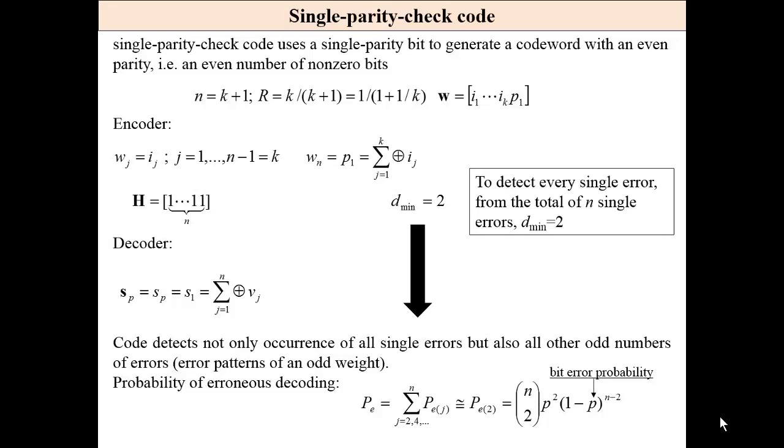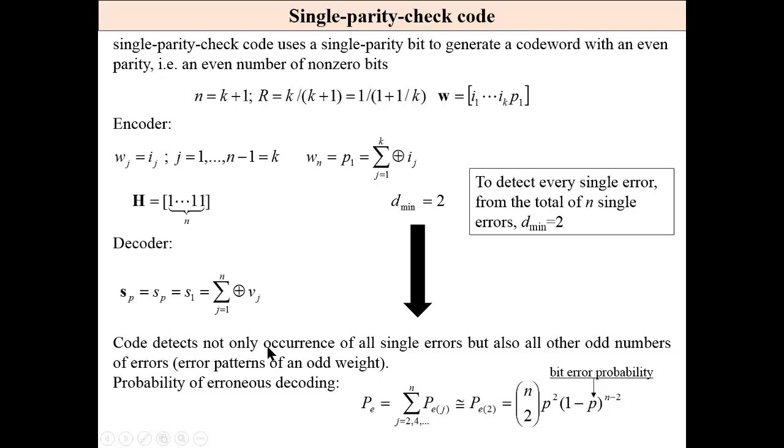Single parity check code uses a single parity check bit to generate a code word with even parity, meaning an even number of non-zero bits. Then its code word length is the number of information bits plus 1, and the parity check bit is the sum of all information bits. In the decoder, all bits are checked. If the modulo 2 sum is 0, then the decision is no error. If 1, then the decision is a single error.